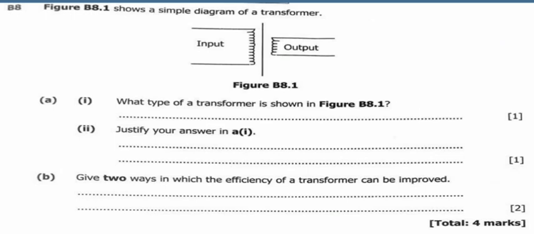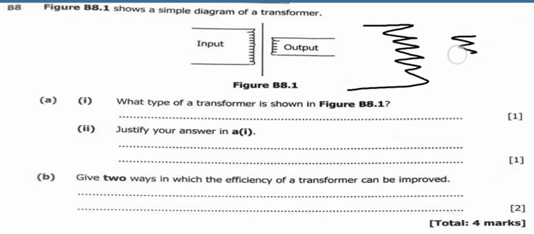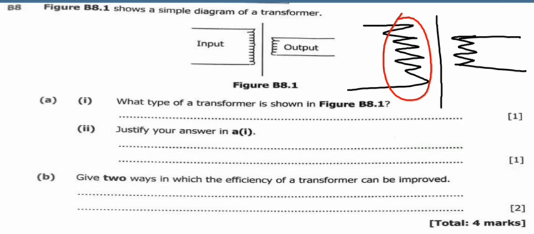For a step down transformer, you are going to have many turns on the input and fewer turns on the output. So if you see a diagram like this one here, this is the step down transformer, because it has fewer turns on the secondary and more turns on the primary. So this one is the step down transformer. Okay, so let's answer the questions.